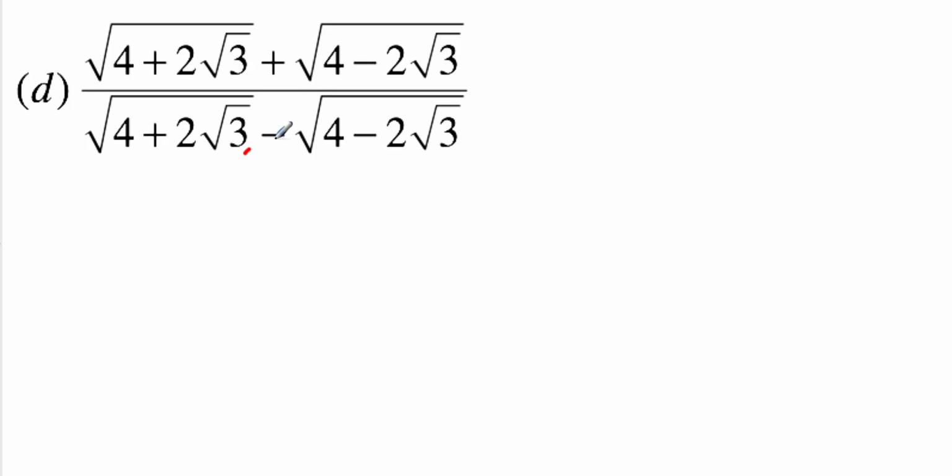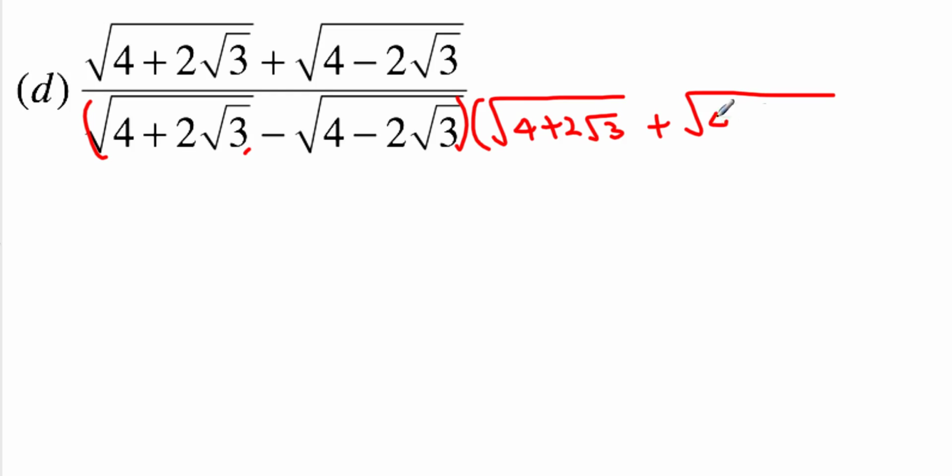So if I want to rationalize the denominator, what I need to do is multiply by everything the same except the expression on the top. In other words, I'm going to multiply by square root of 4 plus 2 square root of 3 plus square root of 4 minus 2 square root of 3. Now when I do that, the numerator simply becomes squared.